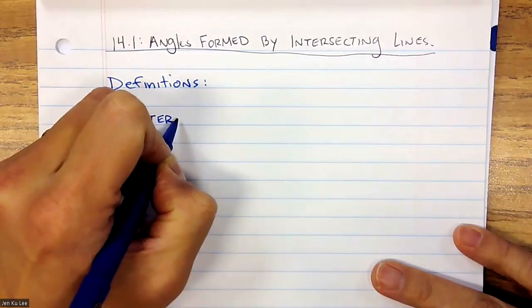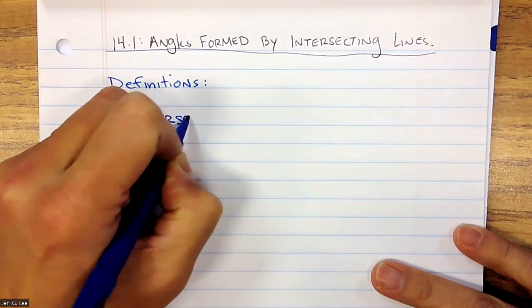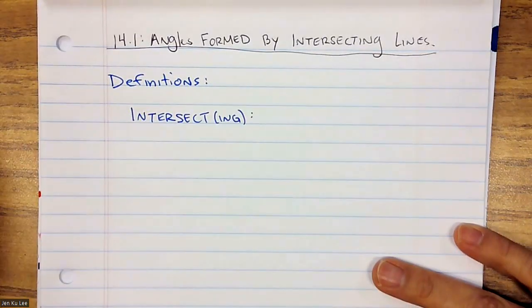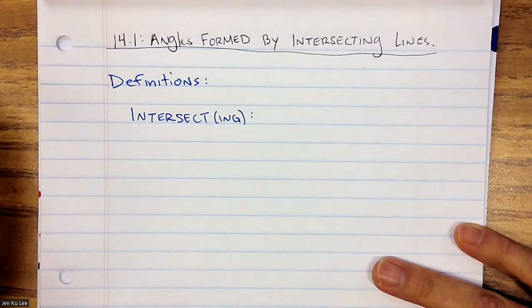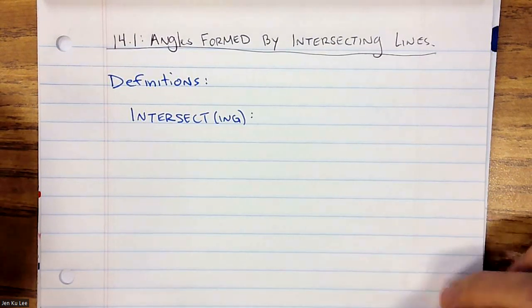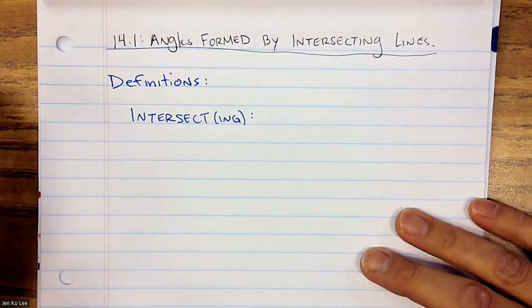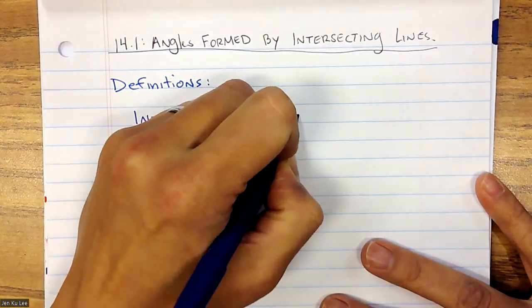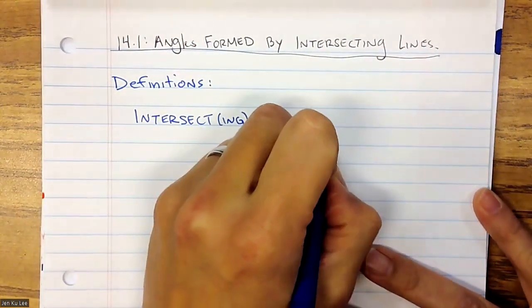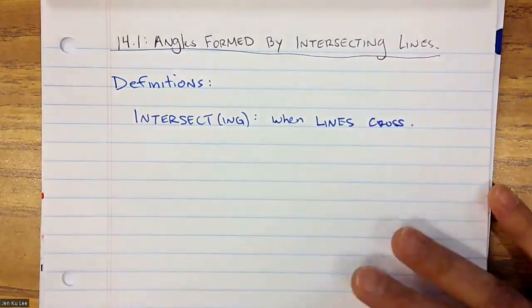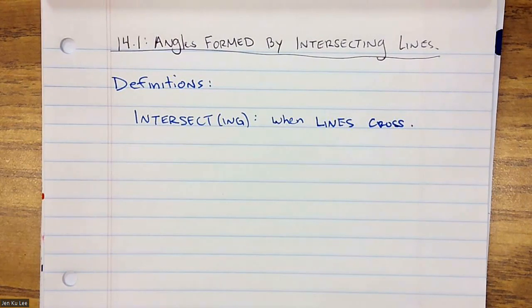What does it mean by intersect or intersecting? When two lines intersect, or when two lines are intersecting, or when you are at an intersection, what does that mean? Yes, they're crossing, right? We're going to be dealing with lines. When two lines cross, very simple, they're intersecting, right?